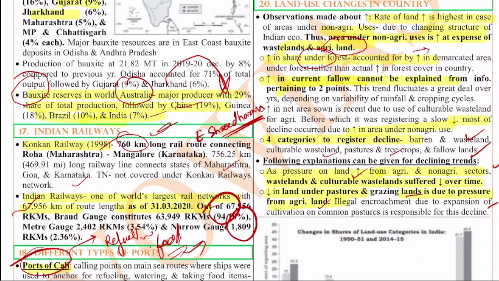As we all know, with the increase in industrial activity, land usage will increase. But the thing is, at what expense? As of now, we are seeing wasteland and agricultural land being used for other activities. So this is the thing.